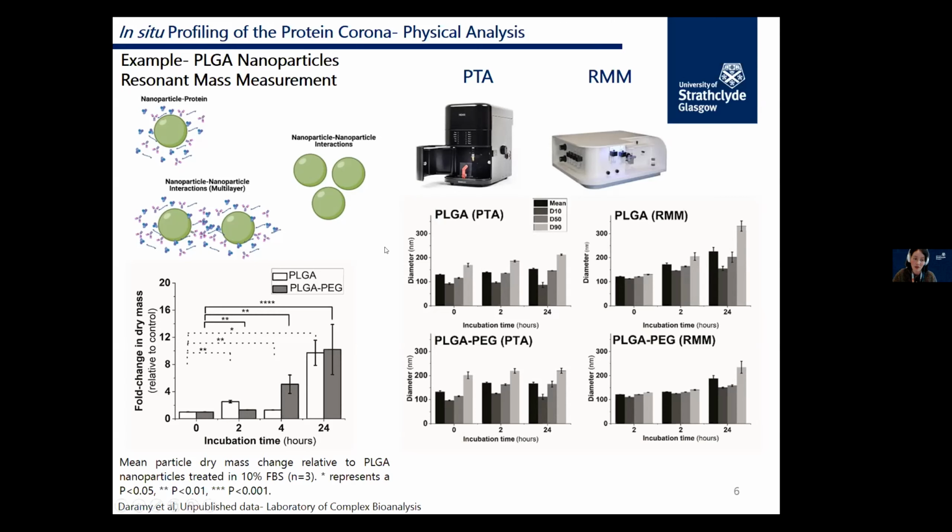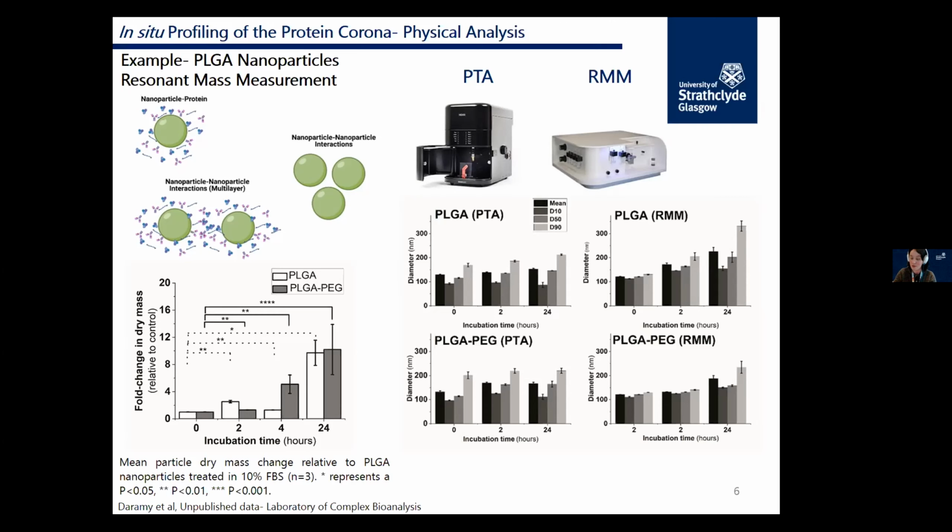So some of the preliminary findings we have, so on the left-hand side panel is looking at changes in dry mass using the resonant mass measurement approach. So I've actually put a picture of the analytical techniques. I'm aware that resonant mass measurement may not be something that everyone's familiar with. It's a microfluidics-based approach which measures particle mass. So we can collect particle mass data as well as particle diameter, and this is really useful in the context of being a non-optical method.